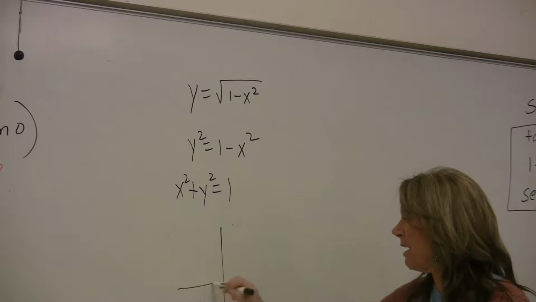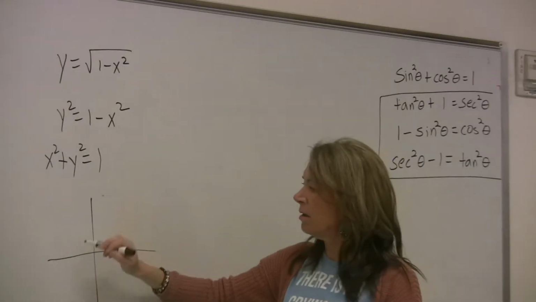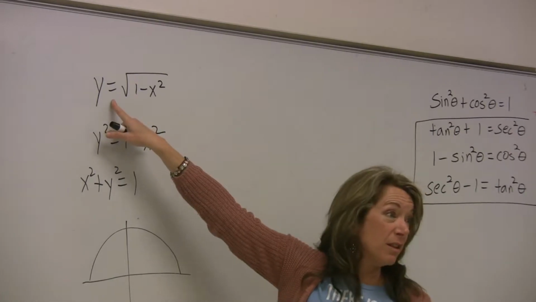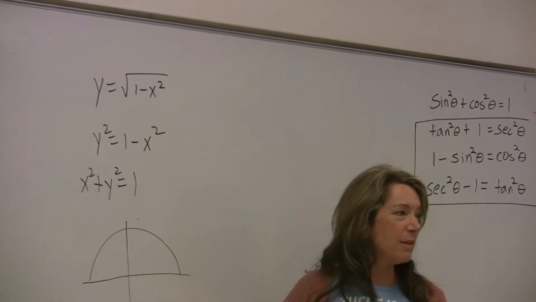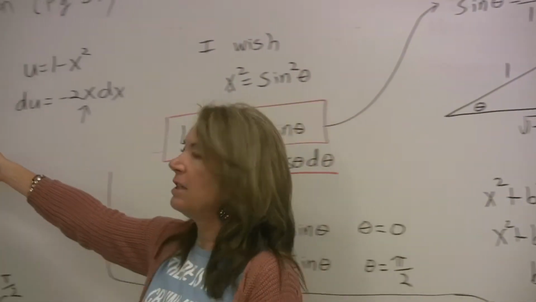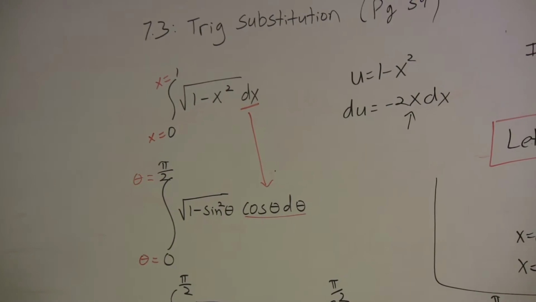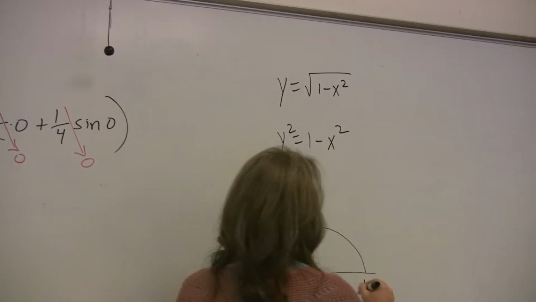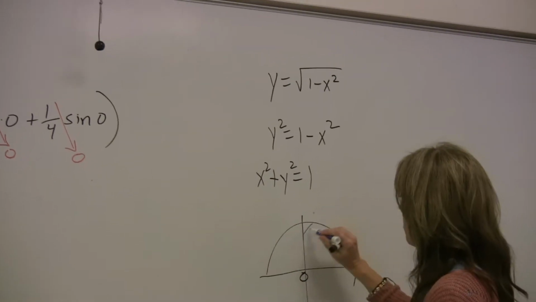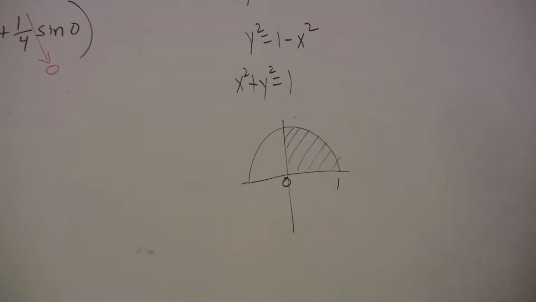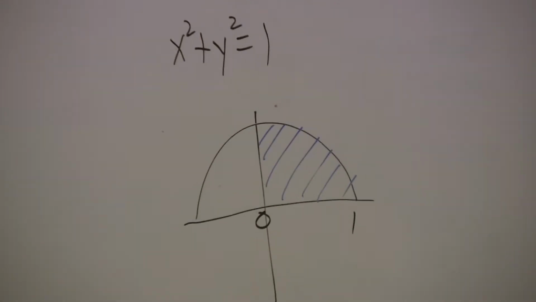But why is it only a half circle? We're looking at only positive values, right? y equals the positive square root. It's only the top half of that circle. So there's a picture, and then I'm integrating from 0 to 1. So I'm only integrating this portion right here. This blue piece right here is the area that we were looking for. A quarter of a circle.